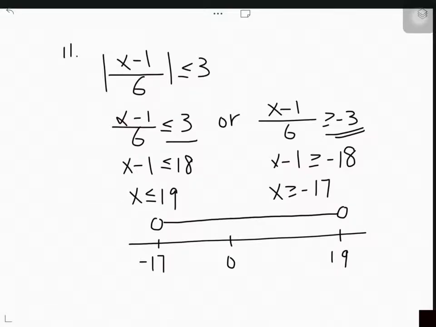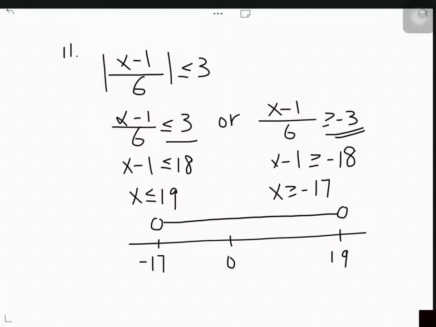Second one, x minus 1 over 6 greater than or equal to negative 3. Multiply both sides by 6. I have x minus 1 greater than or equal to negative 18. Add 1 to both sides. X is greater than or equal to negative 17.